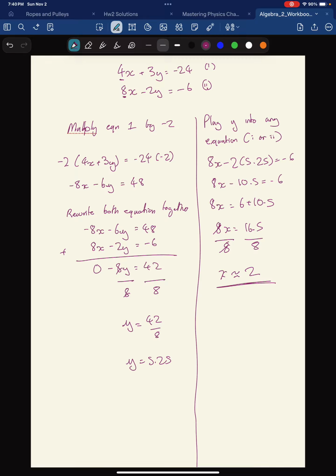I hope you guys remember the big thing with elimination is just choosing the variable that's easy to remove. Let me create a little summary right here. Elimination step by step. Choose a variable that is easy to get rid of.